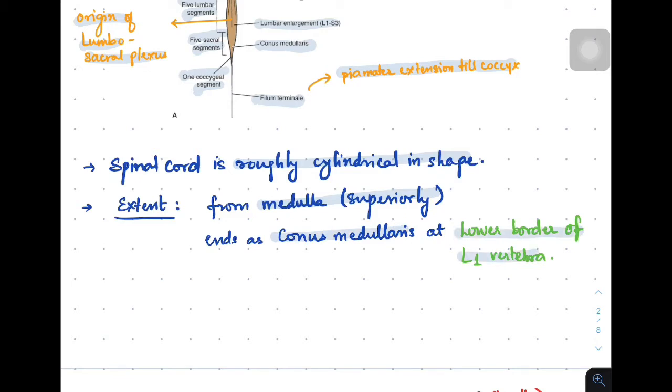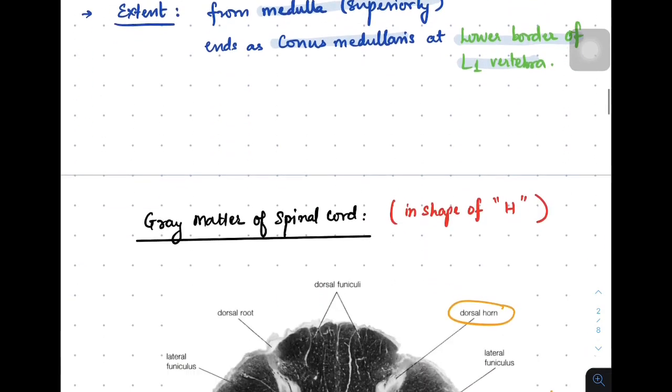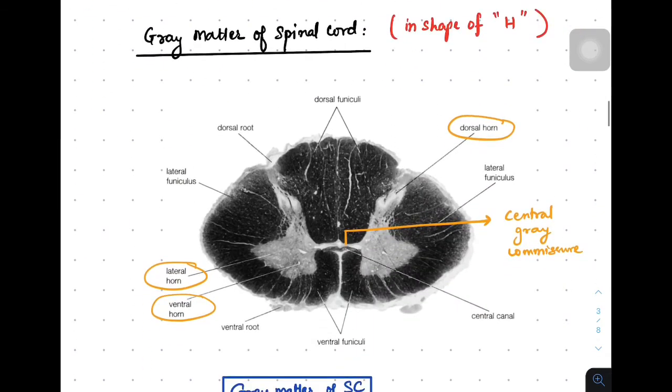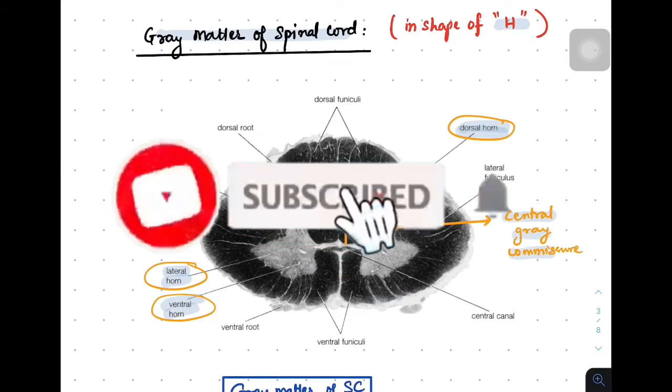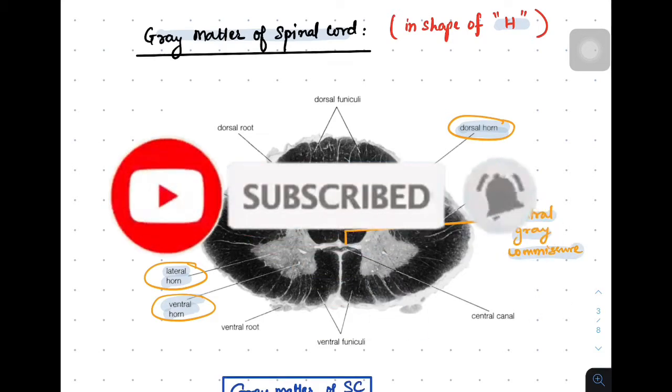Okay, so this was about the gross appearance. Now we'll talk about the gray matter of the spinal cord. The gray matter of the spinal cord is in the shape of an H. So we have a ventral horn, then a dorsal horn, then a lateral horn in the form of a diagram of an H. Connecting these two sides is a central gray commissure. So this is the main structure of gray matter.